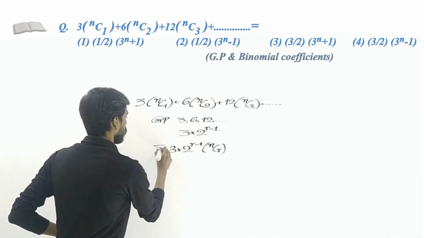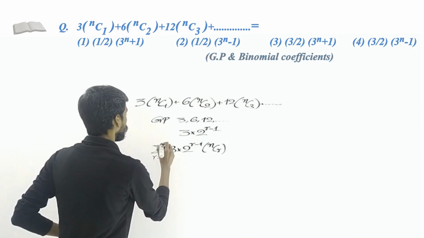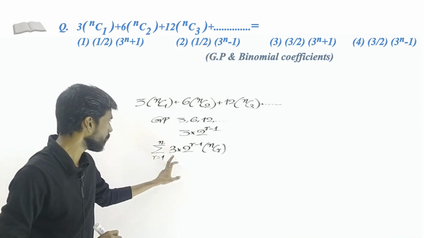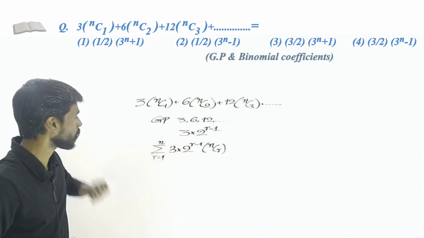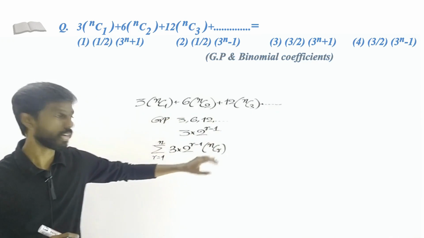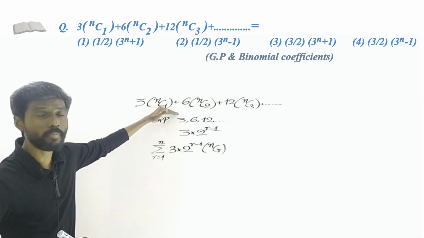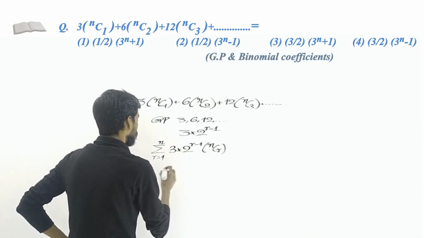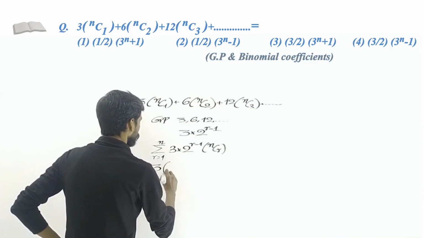Summation r is from 1 to n. Yes. Now if you substitute r as 1, we'll get 3 multiplied by NC1. That is the first term. Now r is 2. 3 times 2, that is 6 multiplied by NC2, etc. Alright, so this is the summation form of the given expression. Now we have to find this sum. How to find it?